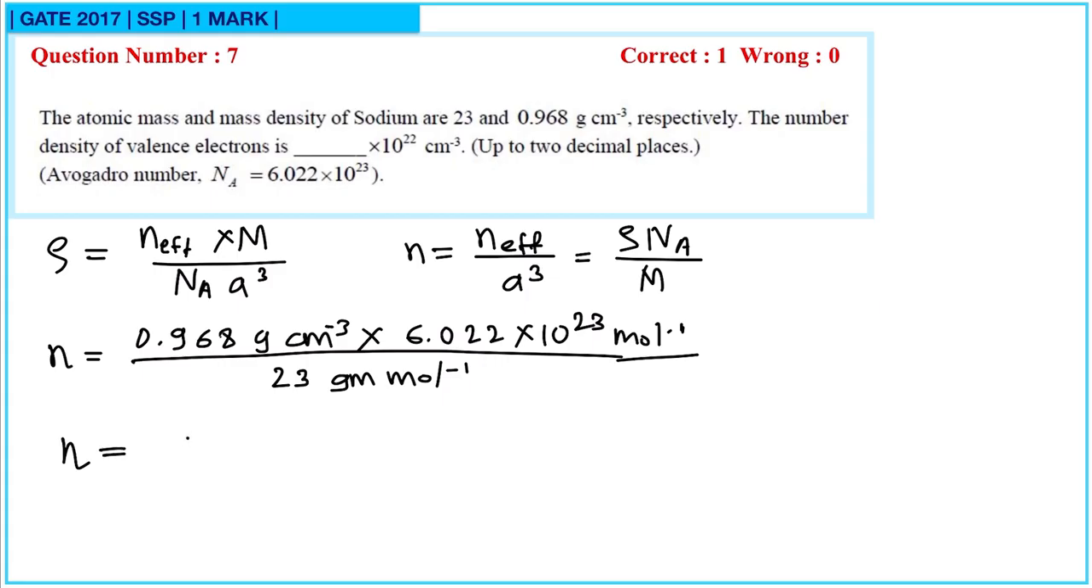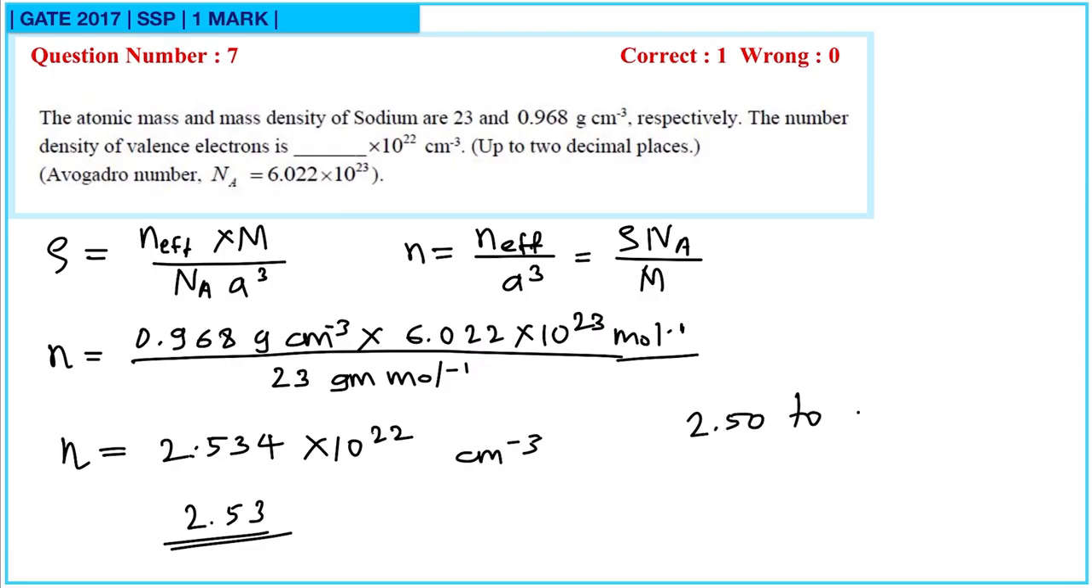So this N comes out to be 2.534 into 10 to the power 22 per centimeter cube. So rounding off to 2 decimal places, it will be 2.53. And the answer range for this question was 2.50 to 2.55. So answer is 2.53. Next question.